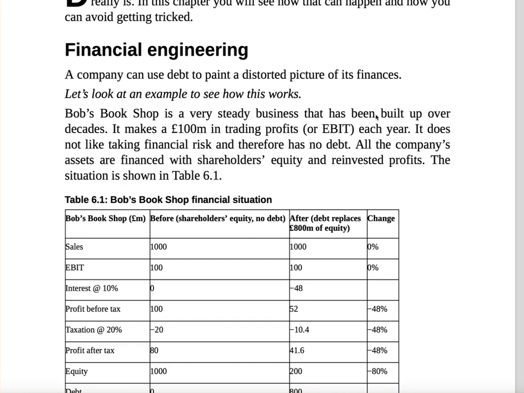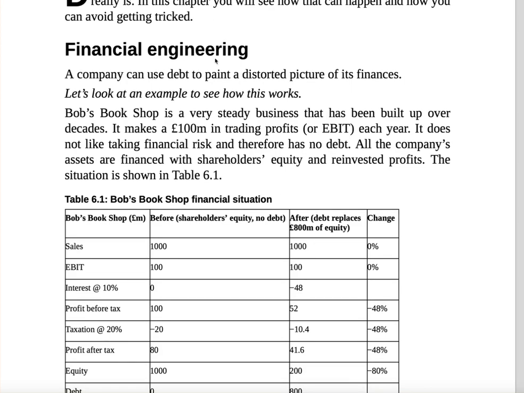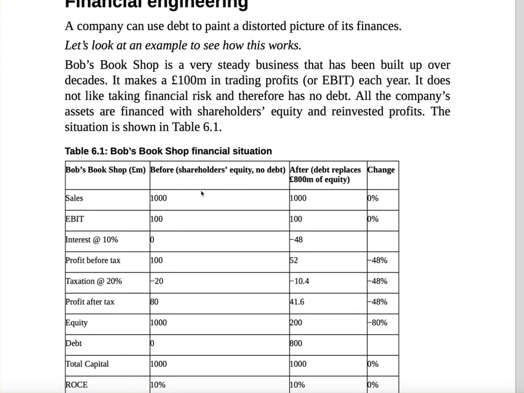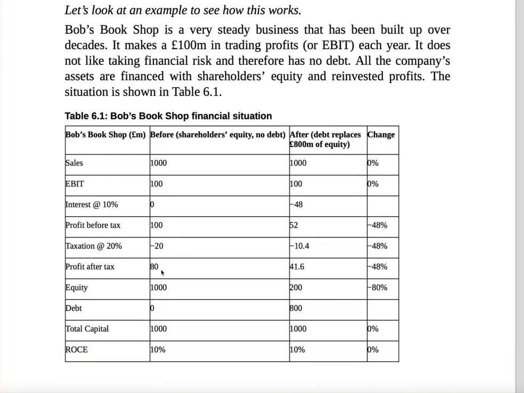Very steady business has been built over the decades. It makes 100 million in trading profits each year. It does not like taking financial risks. Right. So the sales are 1000, EBIT is 100, interest cost is 0, PBT is 100, 20% is tax, 80 is profit after tax. Again, equity is 1000, so you get an ROCE of 10%.